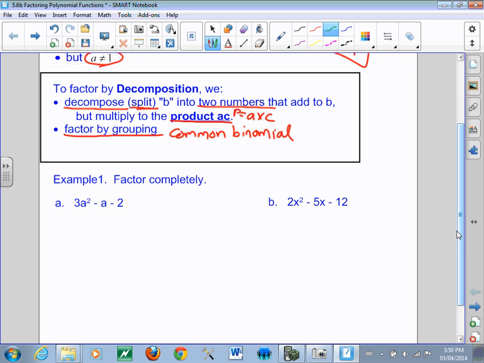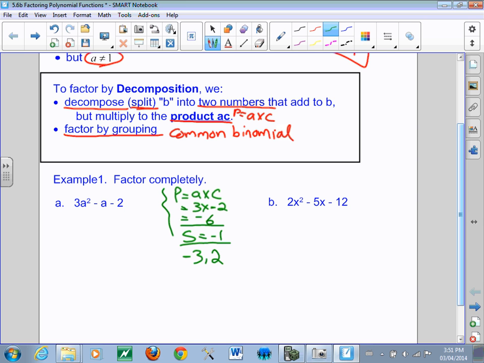Always look to common factor first. Can we common factor first? No, it recognizes it as a trinomial. So what do I know here, folks? Product equals a times c. I'm going to write that out so you get the hang of it. So it's going to be 3 times negative 2, which equals negative 6, and our sum is negative 1. So what two numbers sum to negative 1 and product to negative 6? And you should get negative 3 and 2.